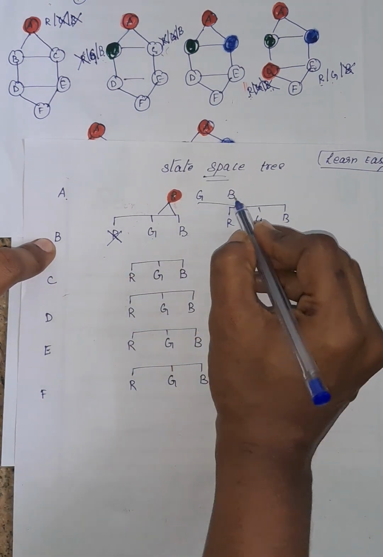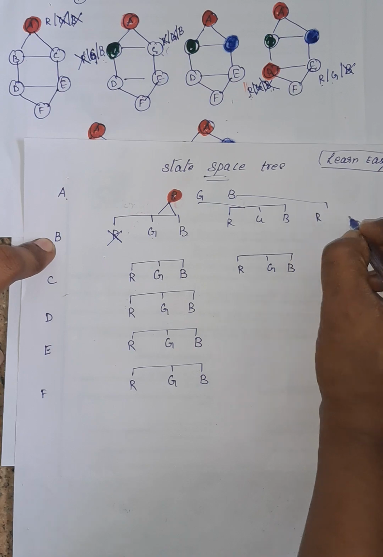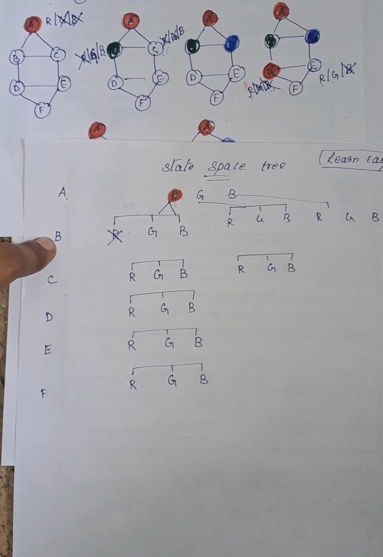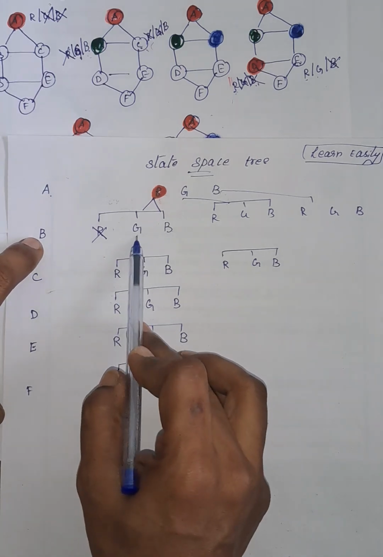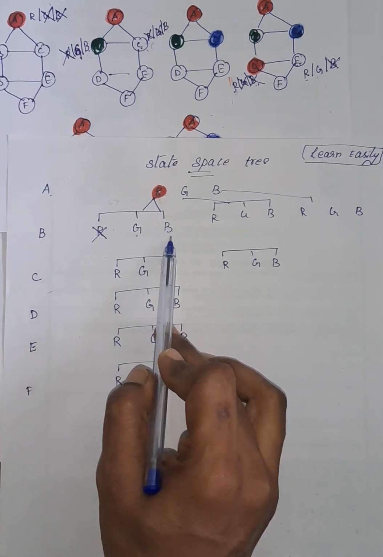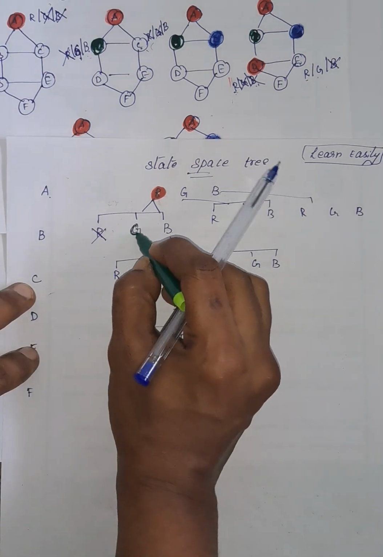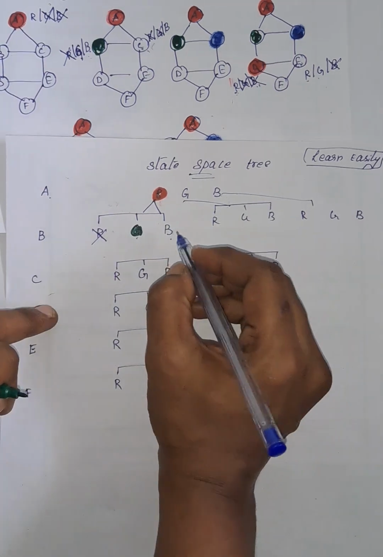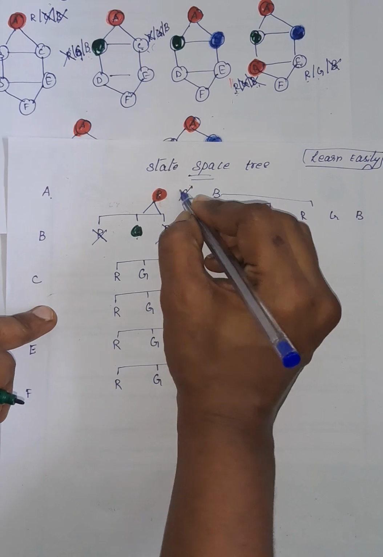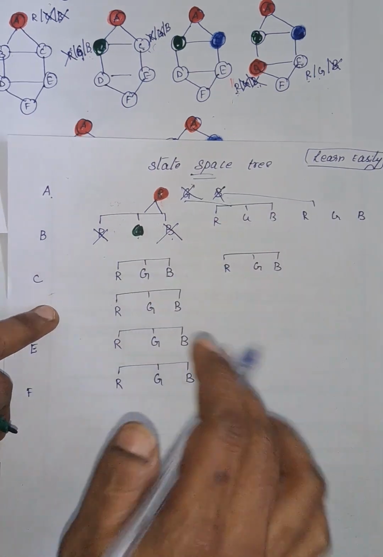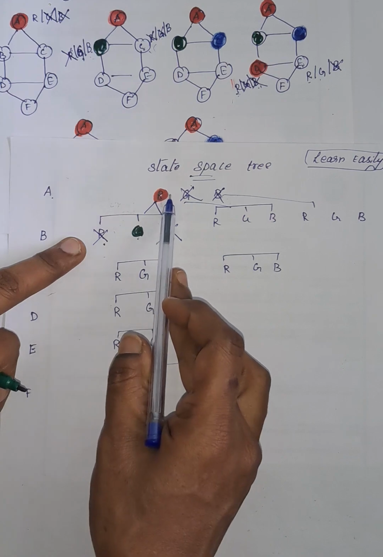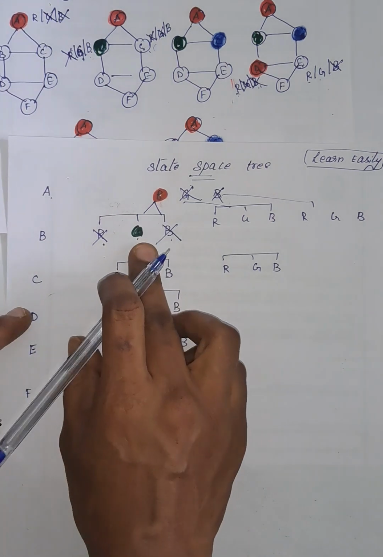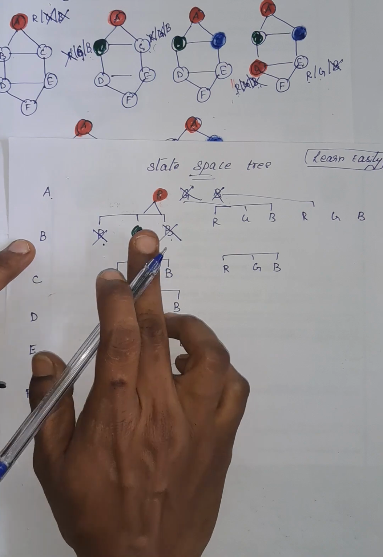Like this we can choose any other color combinations. For B I have to choose either green or blue. I am going to choose green. So there is no possibility for blue here. Already red is cancelled because vertex A has red color. Next, for B I have assigned green.